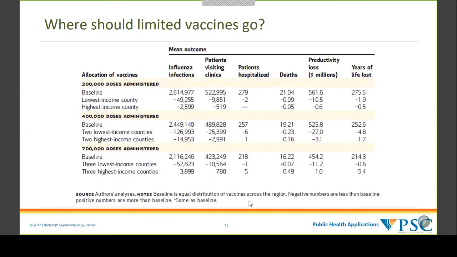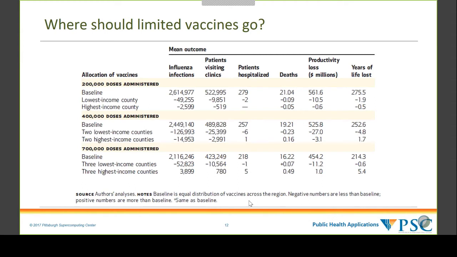This is just a table of results that shows that at varying rates of vaccination, in every case, if we vaccinate the lowest income counties first, we're seeing a greater impact. We're seeing more cases averted, a better economic outcome, and we're saving more productivity loss. And that's good. That's what we're looking for.